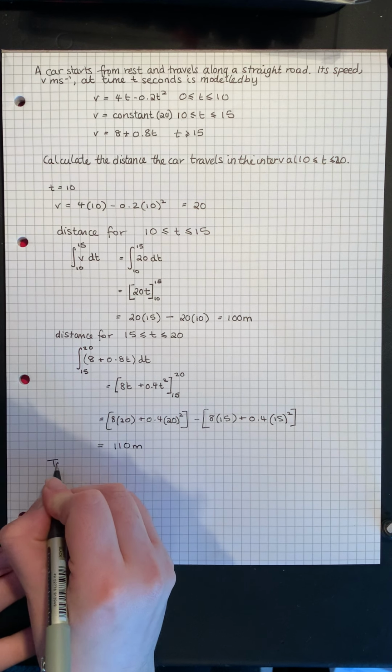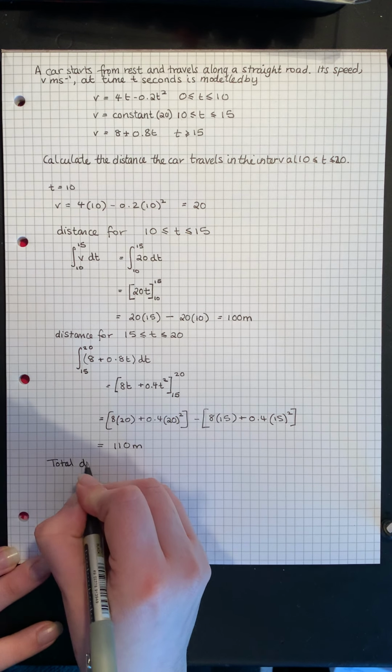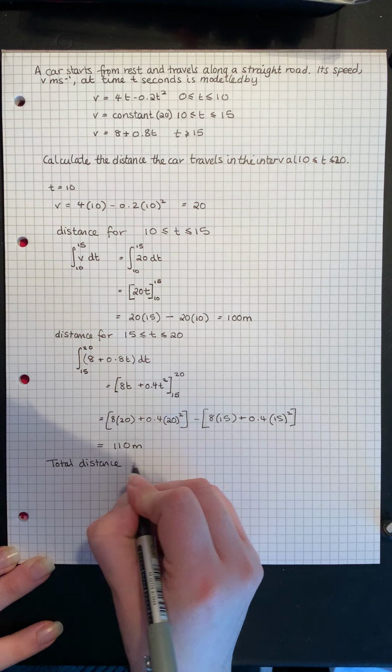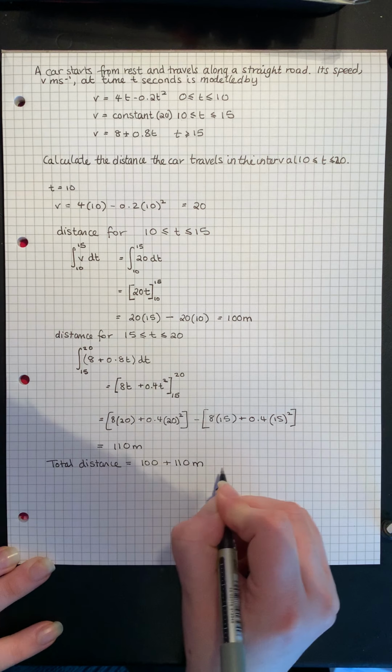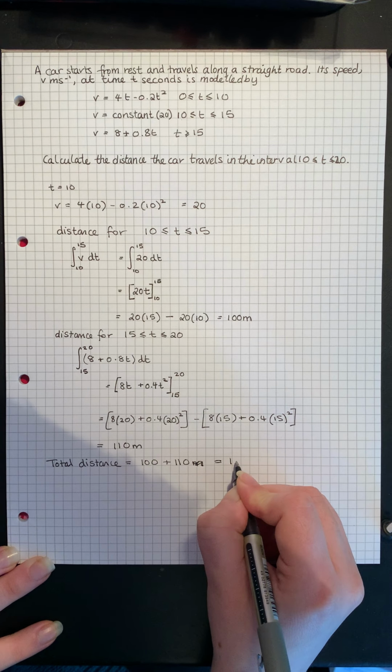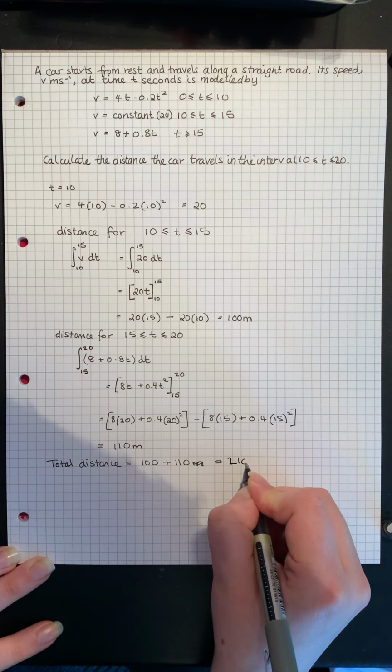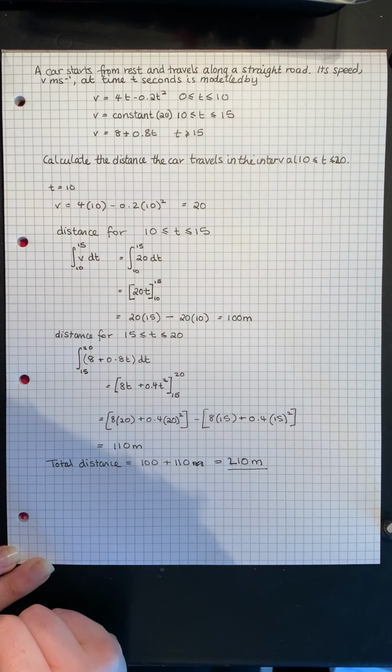So the total distance is going to be the sum of those. 100 plus 110, which is 210 meters. That's the total answer.